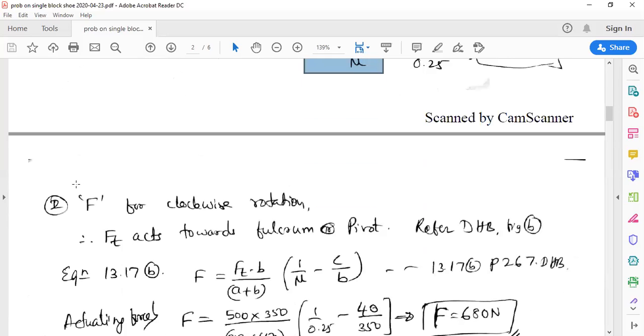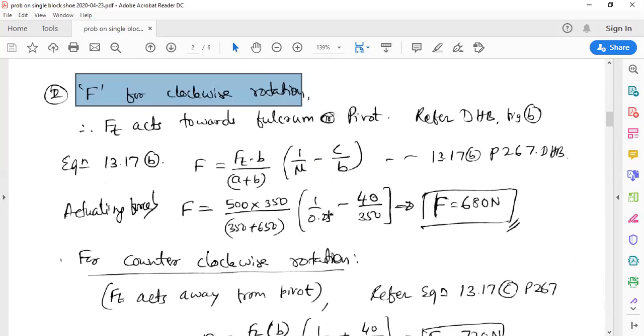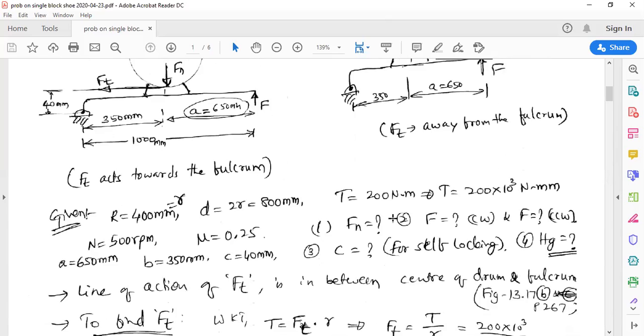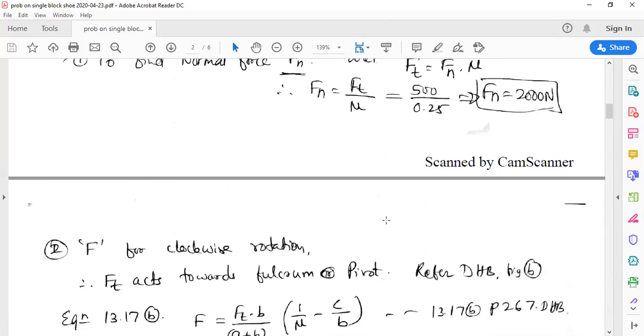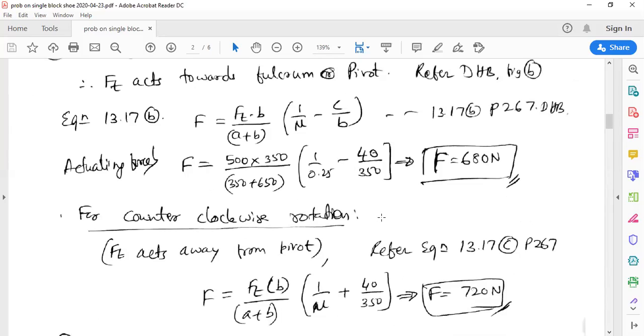And next we have to go for the calculation of F for clockwise rotation as well as for anti-clockwise rotation. So we have to refer to these two figures here. If the drum is rotating in clockwise direction, the line of action of Ft is towards the fulcrum point. If the drum is rotating in anti-clockwise direction, then Ft is acting away from the fulcrum point or pivot point. So we have to make use of equations 13.17b as well as 13.17c for the respective calculations of F.